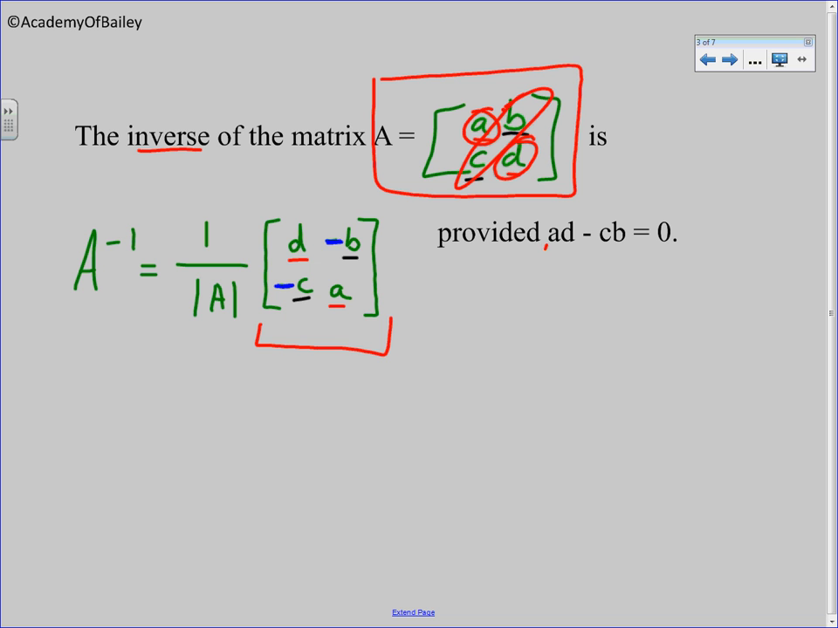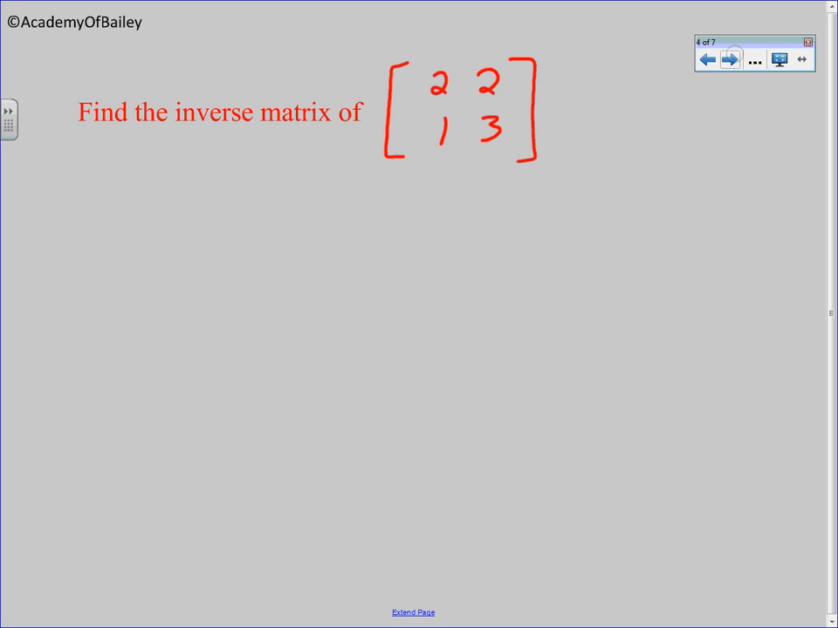And then out here at the very end it says, provided that A times D minus C times B does not equal 0, and A times D minus C times B is how you calculate the determinant of A. And we cannot have 0 on the bottom of a fraction. Okay, let's move on. Let's give you a chance here to find the inverse matrix of what's given.